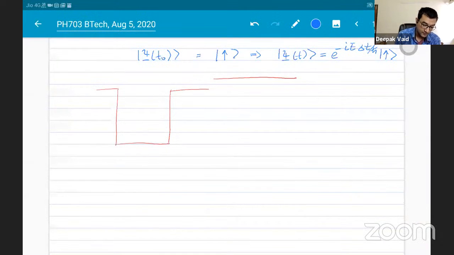So let me write down first of all what is the value of the potential outside the box. We can set that to 0. Let's say this is region 1, region 2, and this is region 3. And the potential energy inside the box we can set to minus V0. Remember that only the differences in potential energy matter, not the absolute values, right? So this is our potential energy function.